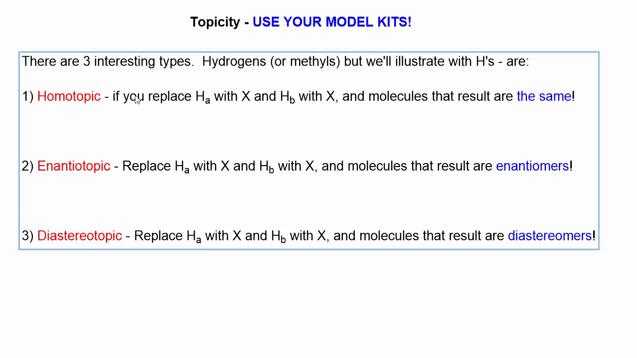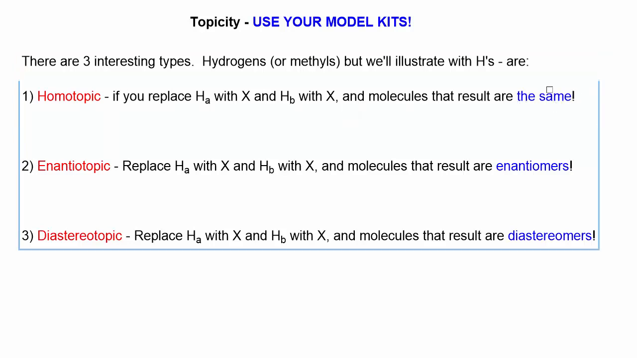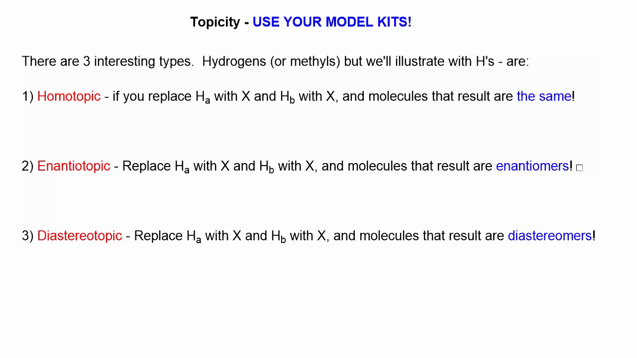Homotopic protons are ones where if you replace HA with X and HB with X, you will end up with two molecules that are identical, the same. Enantiotopic protons, of course, if you replace HA with X and HB with X, the molecules that result are mirror images that aren't superimposable. They are enantiomers. Whereas, if you have diastereotopic protons, then when you replace HA with X and HB with X, the molecules that you get out the other side are diastereomers. They won't be mirror images at all.